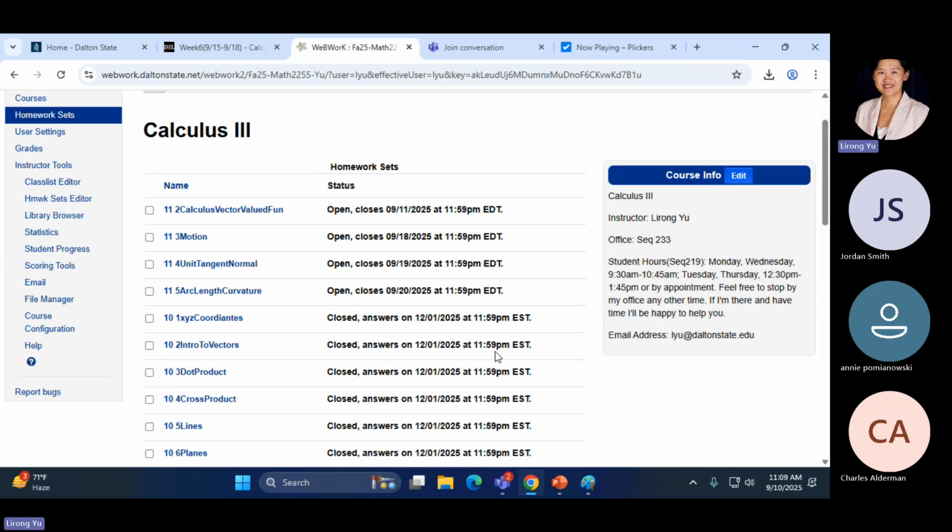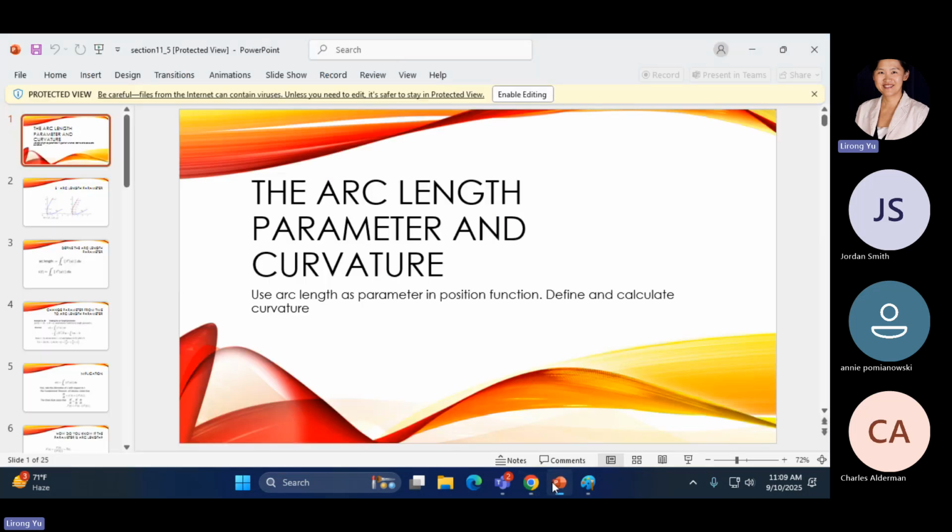All right, I want to make sure I announce that so we know it's coming up next week. If you have any homework question that was hard, we can talk about it before we start section 5. Any questions? Okay, so let's start with section 5.